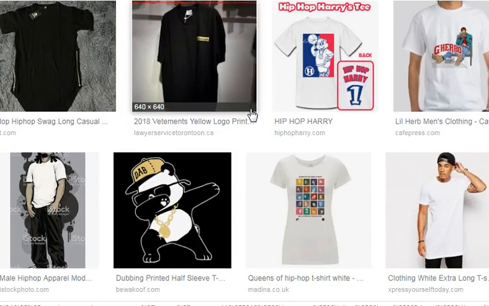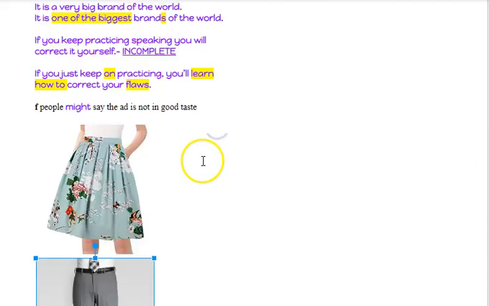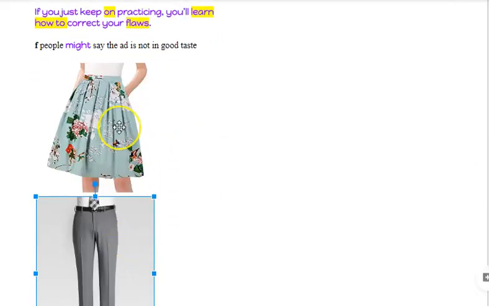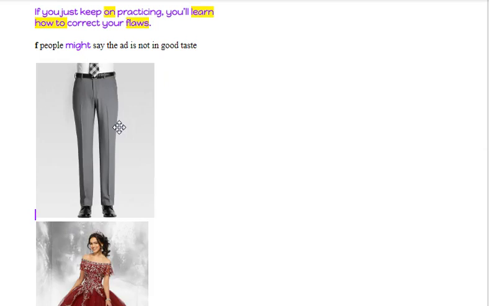Yeah, so if you always do that, or if you think that's your fashion statement, it means that you don't have good taste. Okay. Are we clear? Yes. You don't have good taste, meaning you don't know which one is good, which one looks good. So people might say the ad is not in good taste.